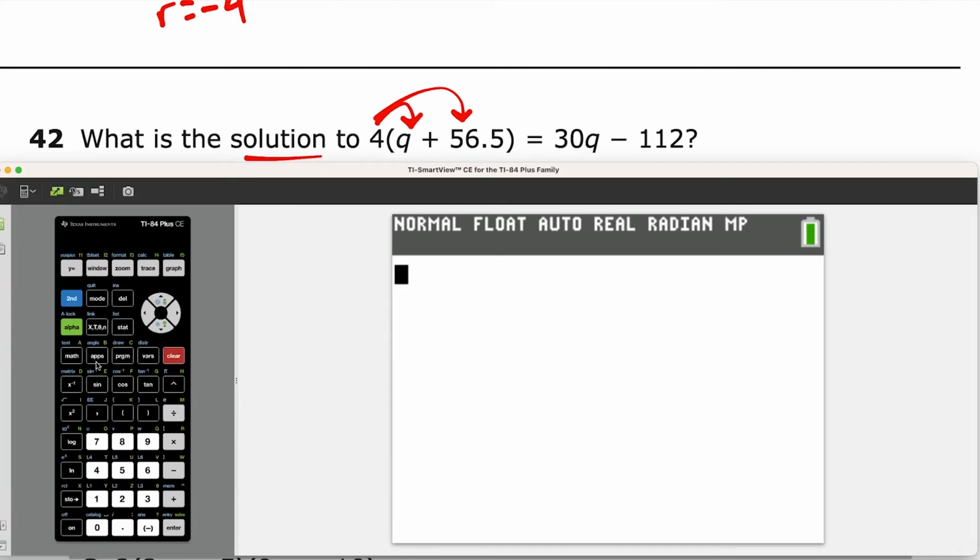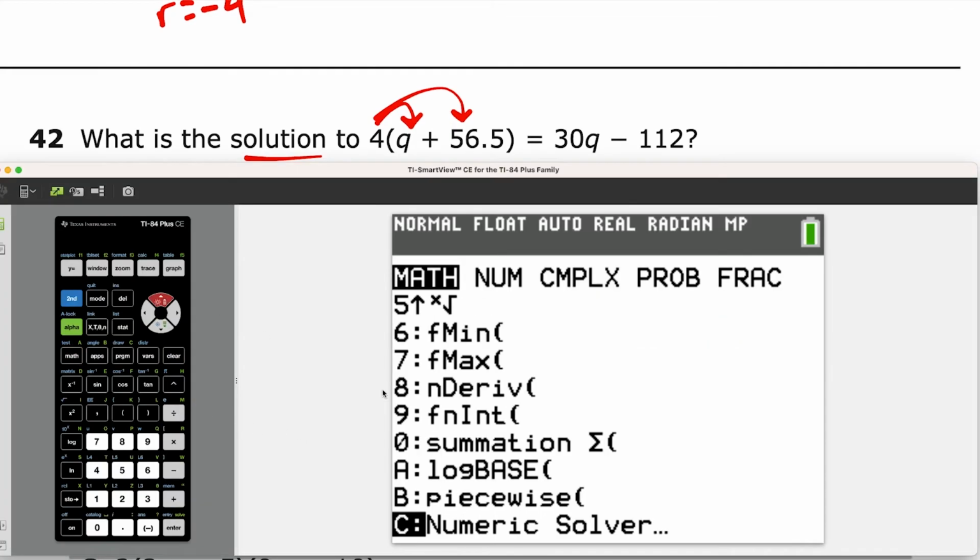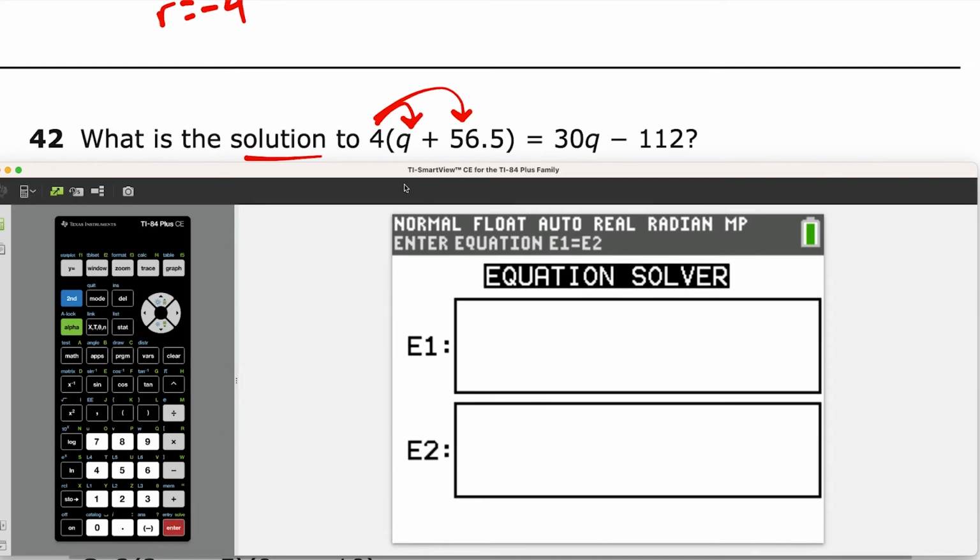Now, if we want to check our answer here, we could just press math and go up here to numeric solver, which is on option C here. We press enter, and then we're going to write the left side of the equation in. So we have 4 times, and instead of q, I'm going to use x plus 56.5. I close the parentheses, and then equation 2, the right side, is going to be 30x, and then minus 112. This works very well for linear equations because linear equations only have one solution.